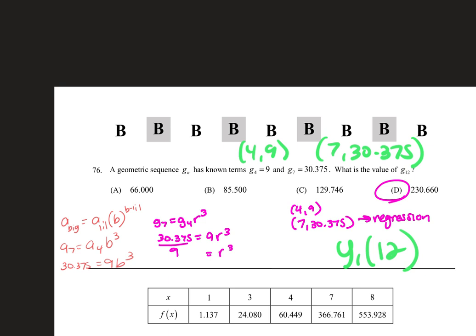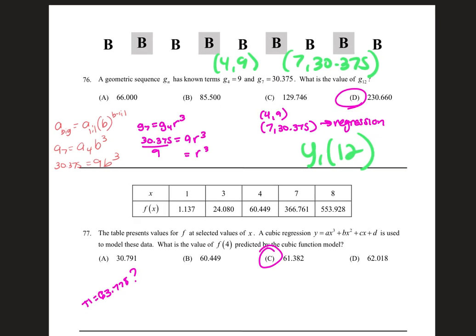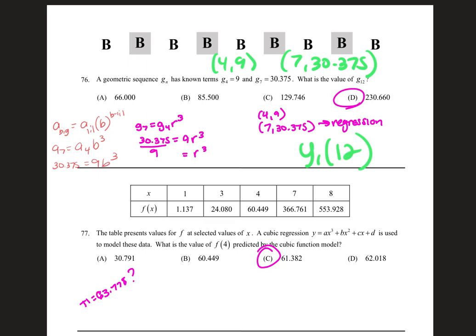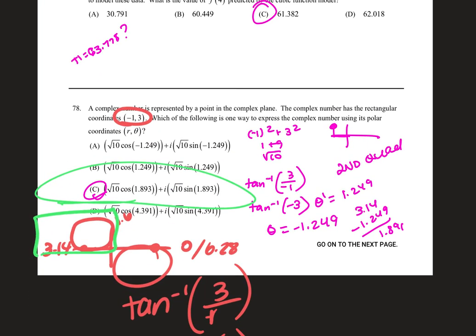You just got to remember geometric means regression. As long as you have 2 points, you can run a regression on exponential. Quadratic, you need 3 because you need the behavior to be formed. A lot of times you need 3. But exponential, you only need 2 points.